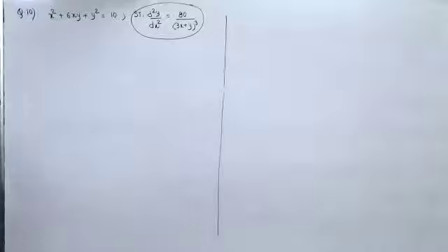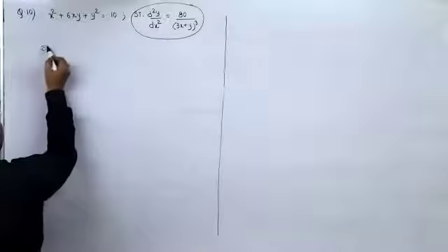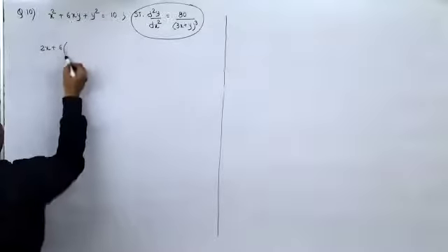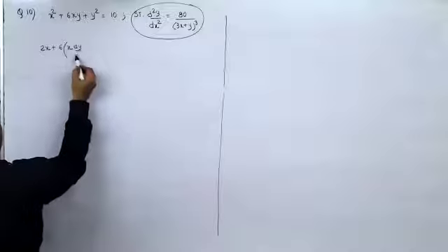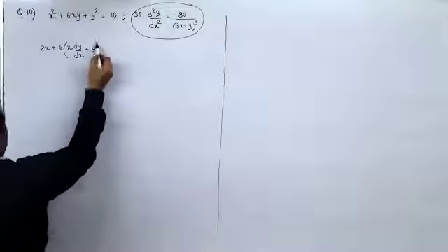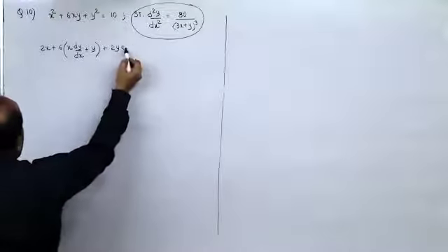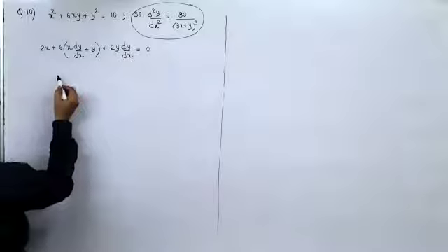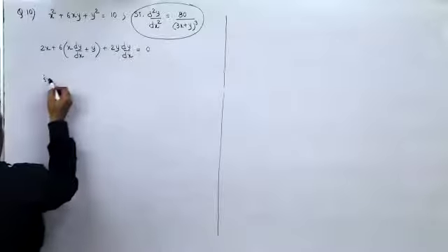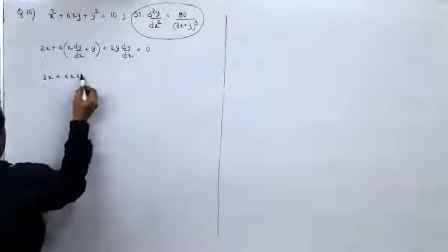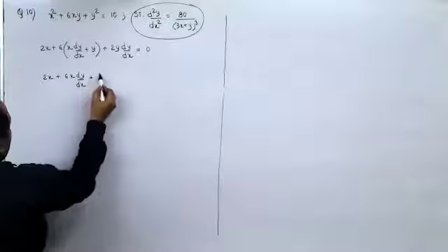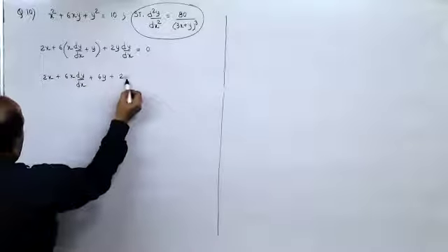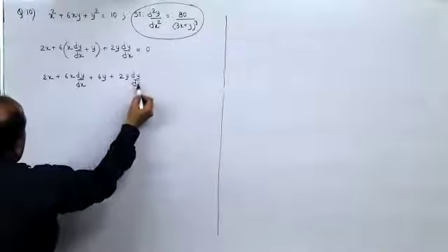Differentiate with respect to x. Here you will get 2x plus 6. The derivative of xy is x times the derivative of y plus y times the derivative of x, plus 2y dy by dx equal to the derivative of 10, which is 0. Now this would give you 6x dy by dx, so I'll multiply it inside. I'll get 6x dy by dx plus 6y plus 2y dy by dx, and this is equal to 0.